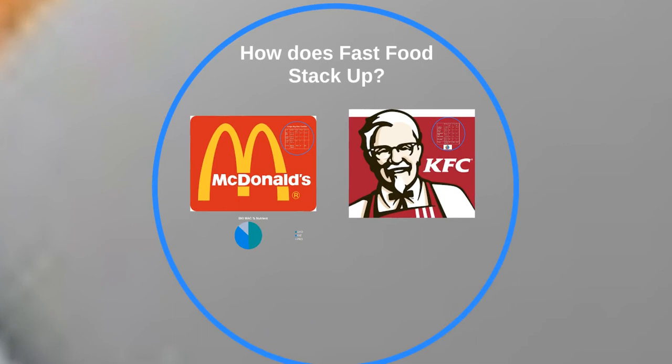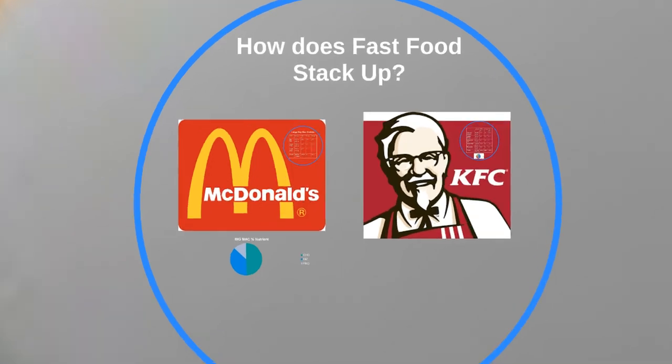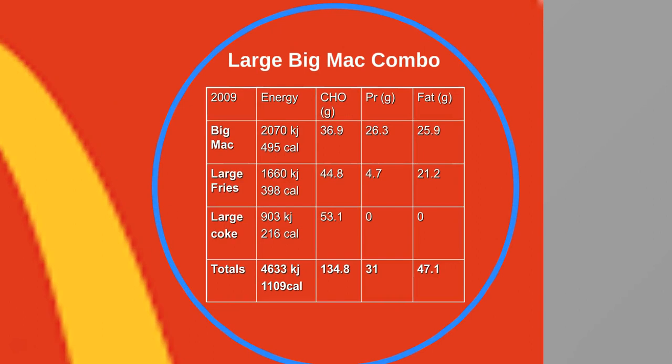So how does fast food stack up? Before we go on, we are going to do a task later in the course. We'll pull out some fast food menus and look at how they stack up compared to an average meal. And that's the first thing we'll note straight away. This is a large Big Mac combo: a single Big Mac, a large fries and a Coke.